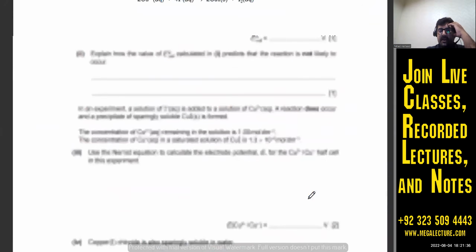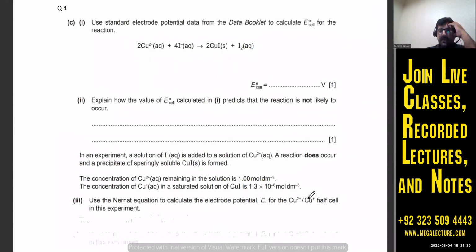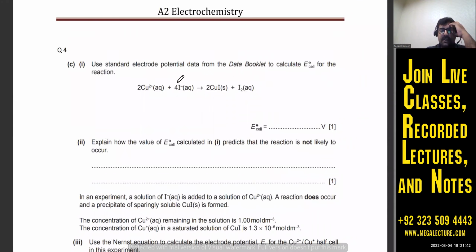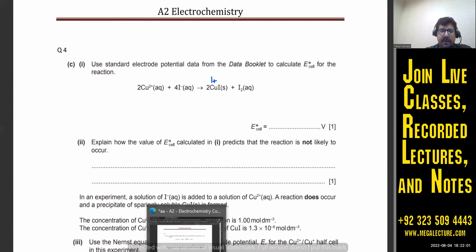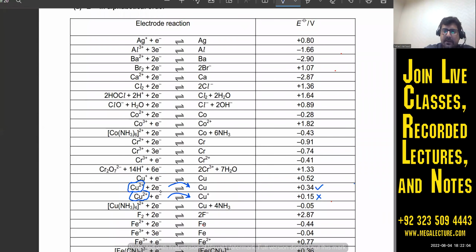Chalo, next one. ये calculate करें E naught cell for this reaction. So now, they've given us the whole reaction. Which two electrodes make up this reaction? If you look carefully, there's copper 2 plus and copper 1 plus, right? So you got a copper 2 plus and copper 1 plus electrode. So open the data booklet and find the copper 2 plus, copper 1 plus. जो कि कहाँ पे है? Let me look at this. अच्छा, so the copper 2 plus, copper 1 plus, it's this one.